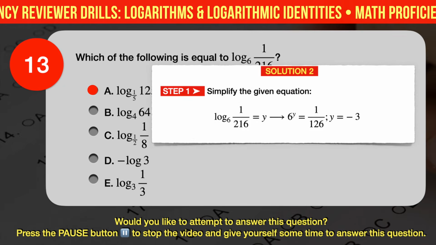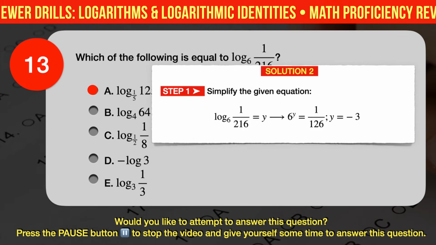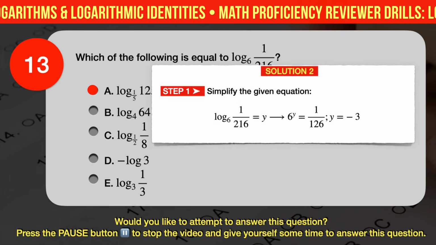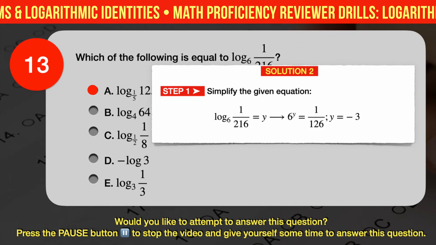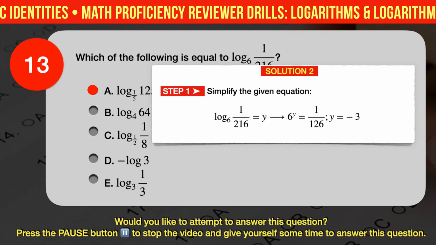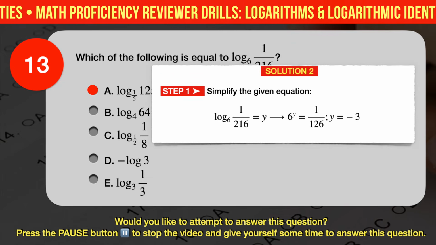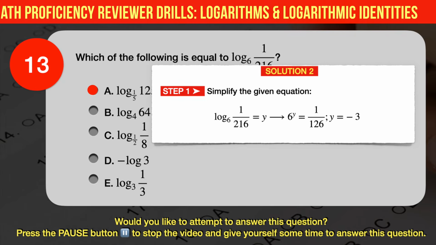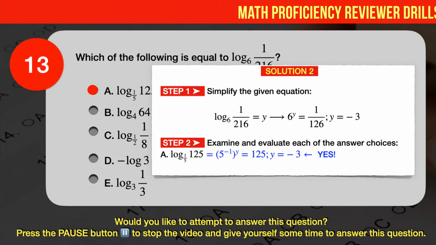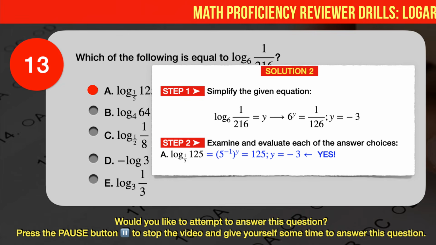Let's start with the given equation. We convert logarithm base 6 of 1 over 216 equals y into 6 raised to y equals 1 over 216. We would quickly figure out that 6 raised to minus 3 will result to 1 over 216. Therefore, y is minus 3. Let's convert each of the answer choices into their exponential forms, starting with choice A. We convert logarithm base 1/5 of 125 into 1/5 raised to y equals 125.